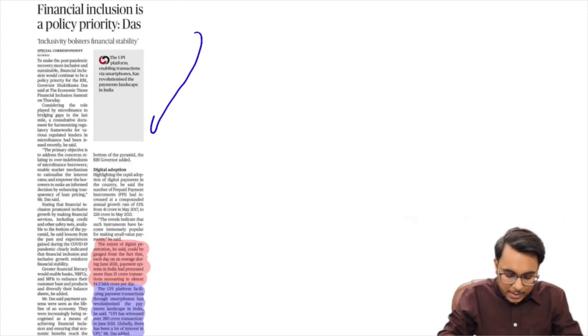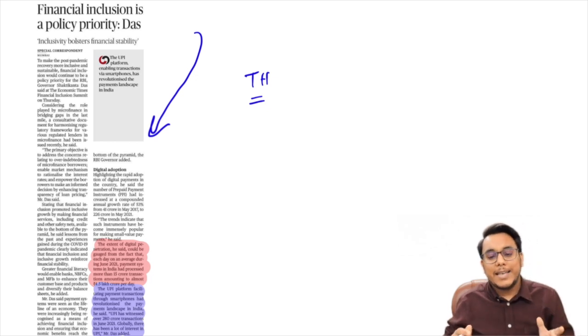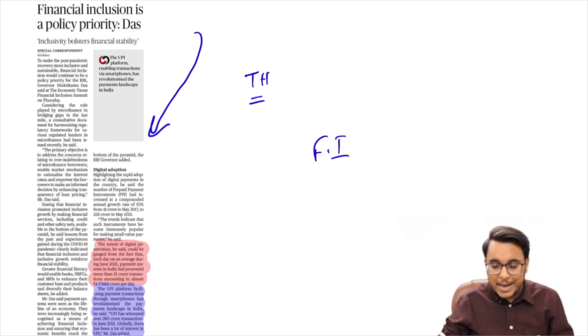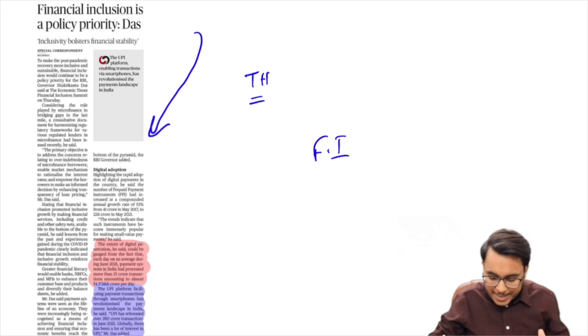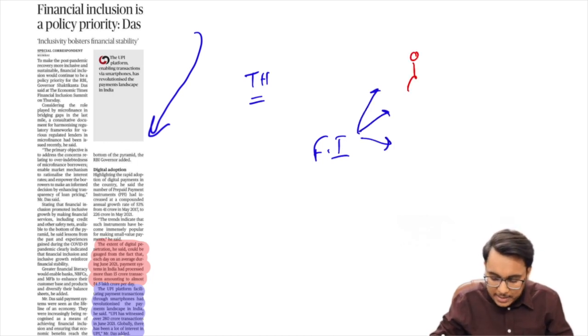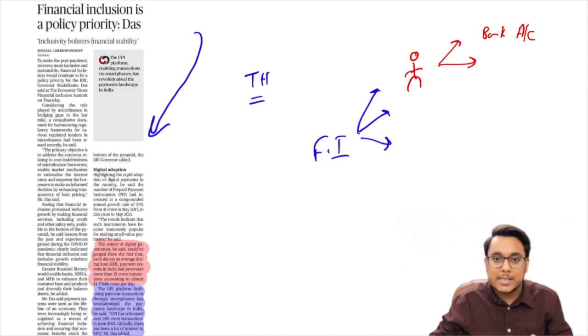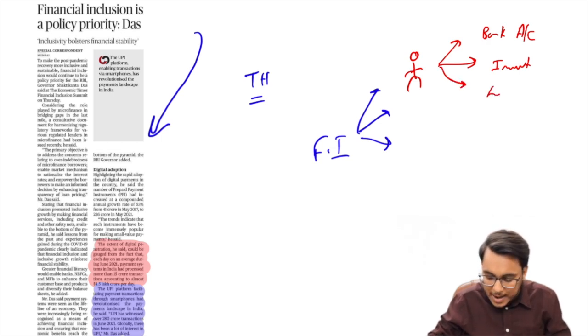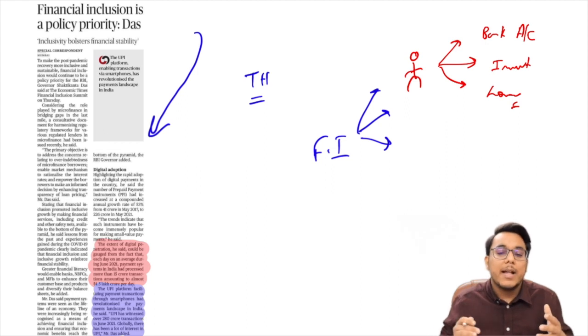Now guys, this particular article is taken again from The Hindu newspaper, and it is talking about financial inclusion and how it is a priority for India. By the way, guys, when we talk about financial inclusion, it basically means that every person in India needs to have access to a bank account. Then he also needs to have accessibility to a mechanism where he can invest his money. He needs to have access to loans and all such instruments.